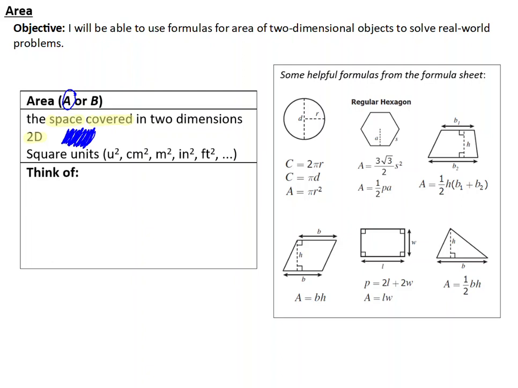That's an area that I'm covering. The units we use, because it's two dimensions, will all have square in them. Square centimeters, square meters, square inches, square feet, etc. Think of covering when you're thinking of area, such as instead of the fence around the yard, think of the grass in the yard, the grass that's covering the yard.